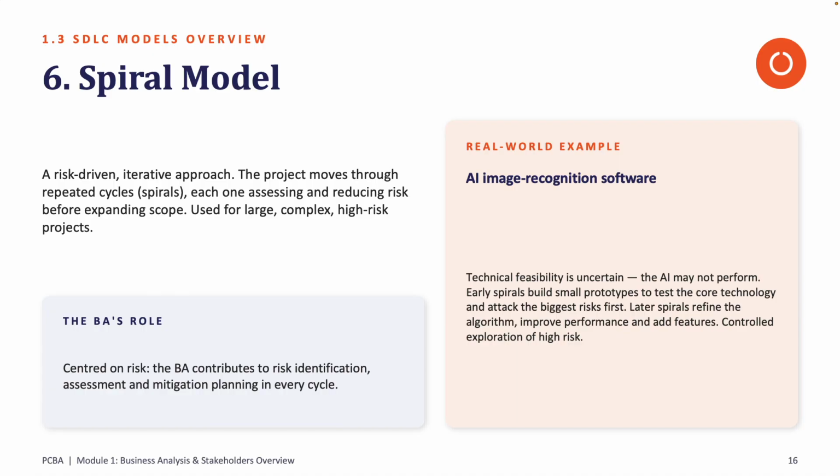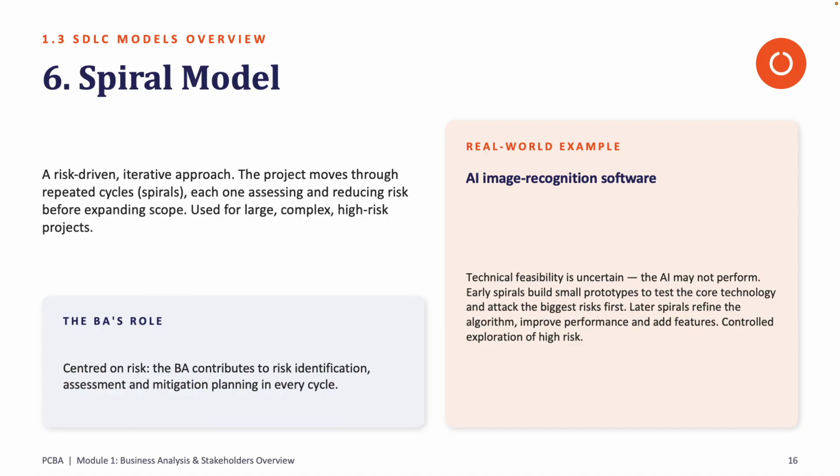Yeah. So we have those, we learn about them. We have a lot of them. We learn about those risks. An example is an AI image recognition software. So we'll notice that technical feasibility is uncertain, where the AI may not perform. So you'll notice that early spirals build small prototypes to test the core technology and attack the biggest risk first.